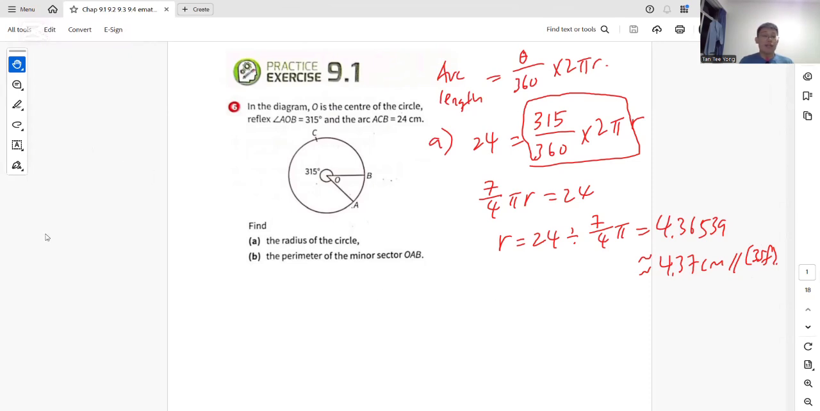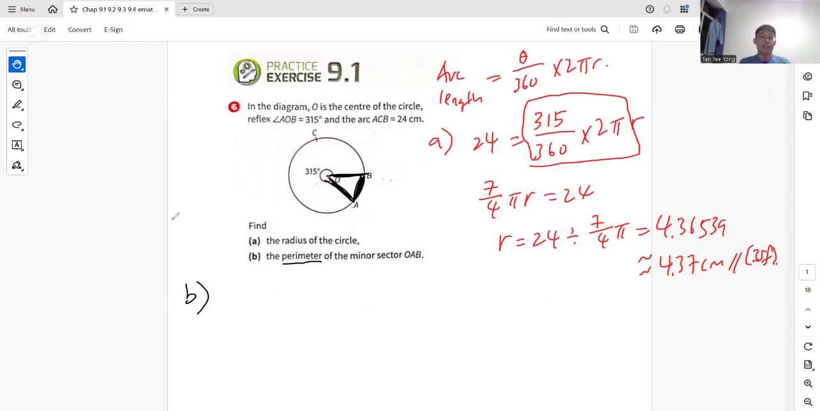Let's move on to part B. The perimeter of the minor sector OAB. So perimeter means this part here, the arc AB, and then add up the two radii. Very important, because perimeter means it's like the fence that circles the whole minor sector OAB.